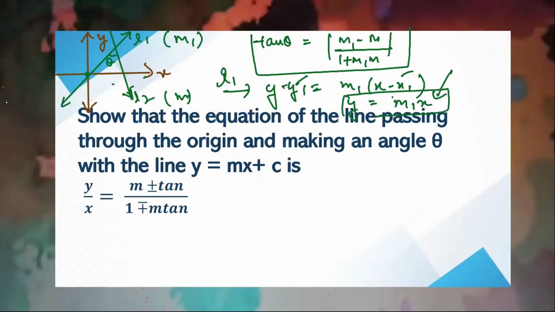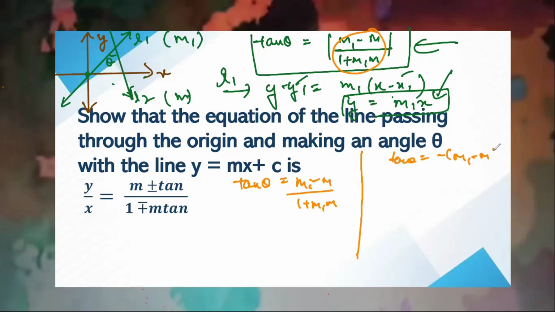So let's solve this one. It's easy to solve, just understand it very carefully. When you have a modulus, it means the inside part is either negative or positive, because it will ultimately come out as positive only. So let's take two cases. First, I will take the inside value as positive, so tan theta is equal to (m1 minus m) over (1 plus m1 m). And the second case is when it is negative, minus of (m1 minus m) over (1 plus m1 m). So we have to solve it.